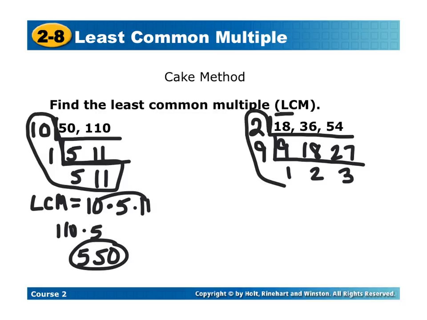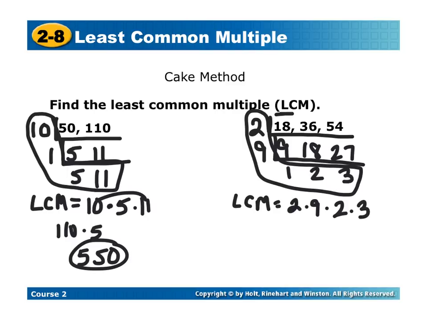I'm going to make that L. So my least common multiple is going to be 2 times 9 times 1 times 2 times 3. Or we could do 2 times 2 is 4 times 3 is 12. 12 times 9. And then 12 times 9 gives us an answer of 108. So our least common multiple would be 108.